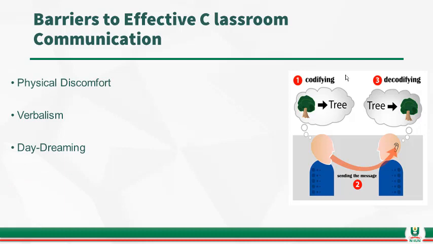The next one is daydreaming. Daydreaming refers to a situation where a child is physically present in the classroom, but his mind is not in the classroom. It is several kilometers away. As good teachers, we should take cognizance of it and be aware of what is going on with our students, so that we may have effective classroom communication.